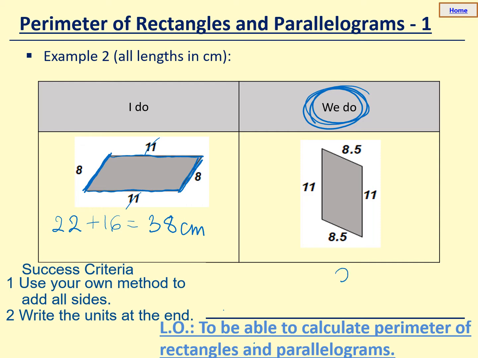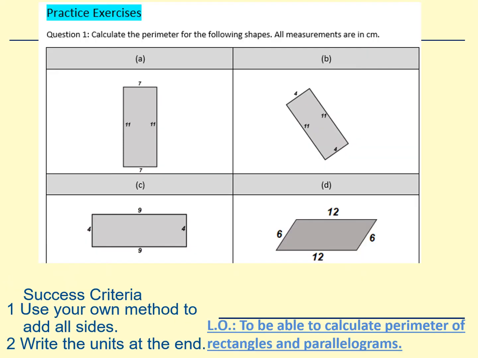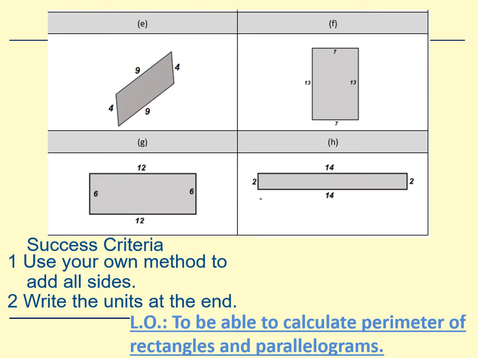If you have 39 centimeters, well done, you know how to calculate perimeter of rectangle. Okay, let's move on. So now we have a couple of practice exercises. Pause this video and have a go at them yourself. And here are a little bit harder questions. So again, pause the video and answer those too.